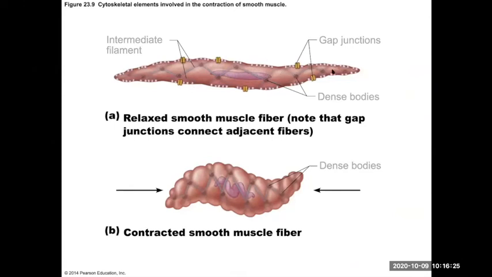Here's that spindle shape muscle fiber. Again, it's going to be connected to other ones through gap junctions. And when all these arrangements of actin and myosin filaments, as well as stuff within the other elements of the cytoskeleton contract, they're going to squeeze that whole thing. So when the whole thing squeezes as a unit, you can get this squeezing force.